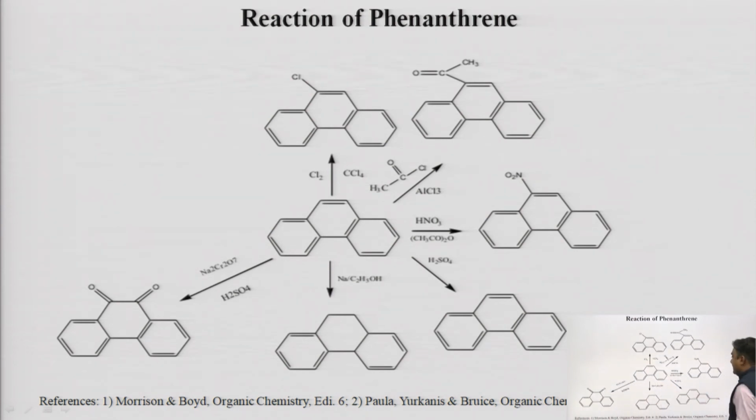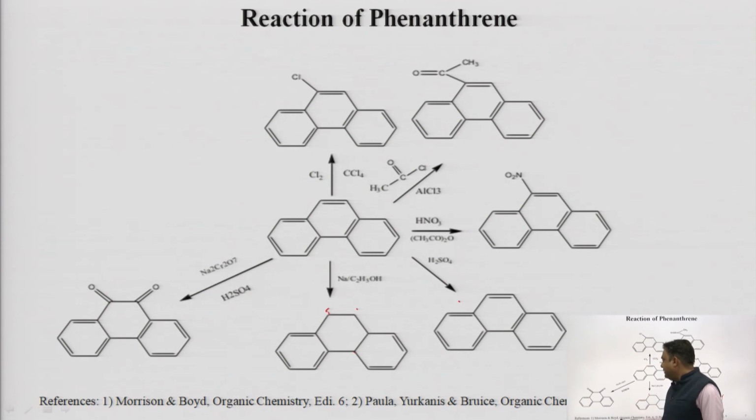When phenanthrene is reacted with concentrated H2SO4, we get the 3-substituted product, the sulfonic acid. When it reacts with sodium metal in the presence of ethanol, we get a reduced product. So you can see that there is a 9,10-dihydrophenanthrene ring.